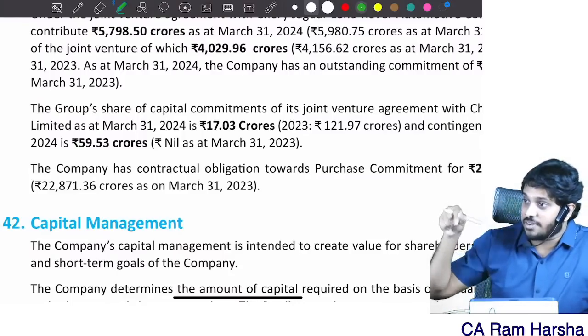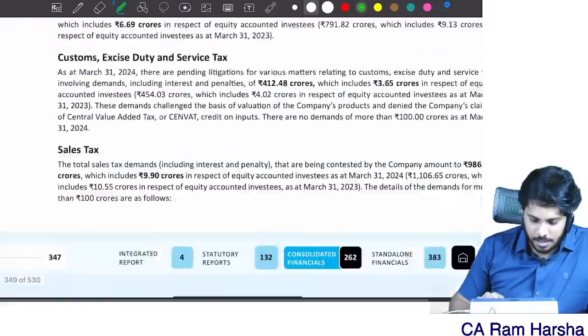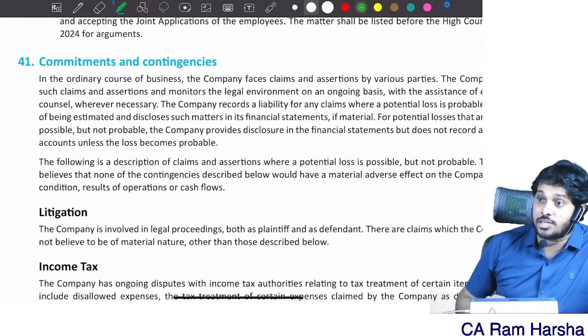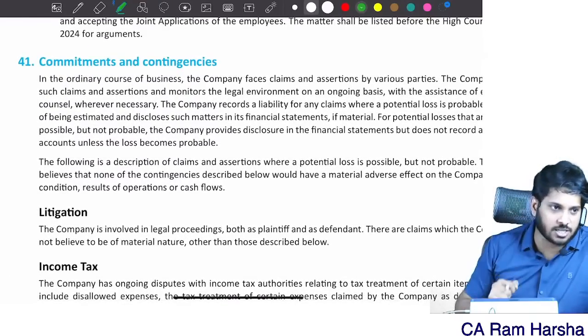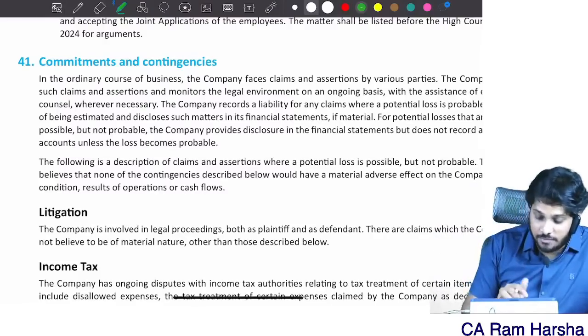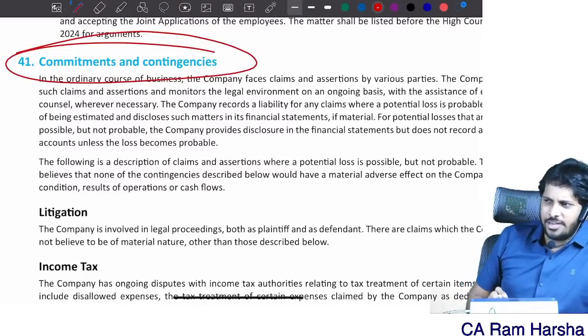Note number 41, which talks about contingent liabilities. What are all the contingent liabilities the company is facing? I want every shareholder to read this particular point. By the way, I want everybody to read this point.